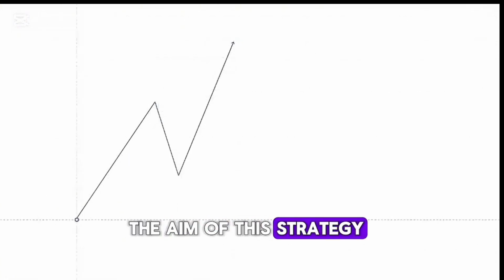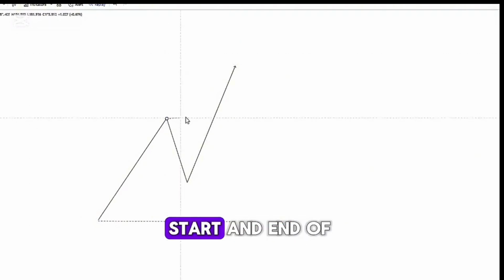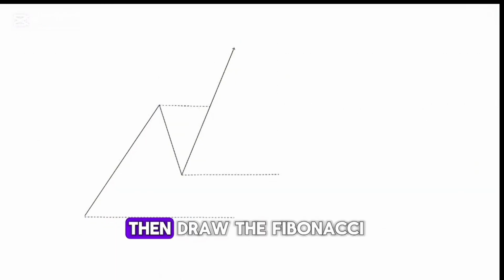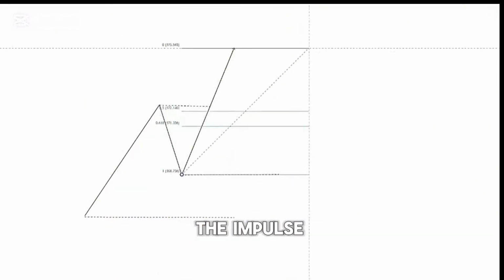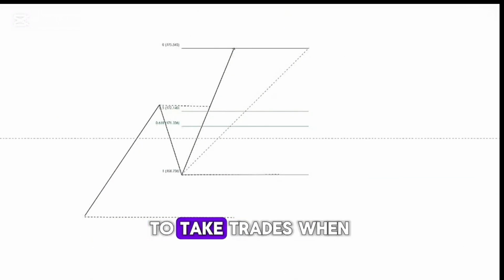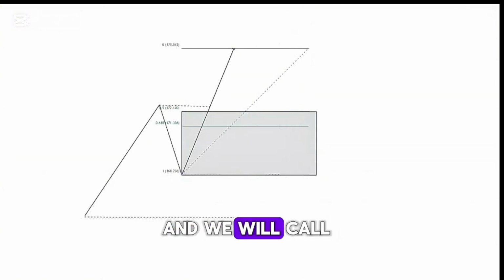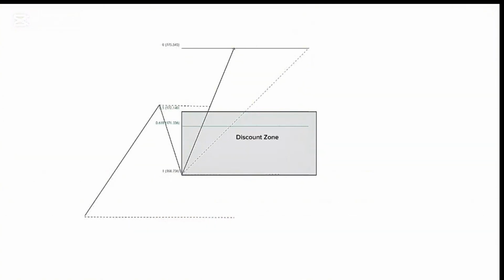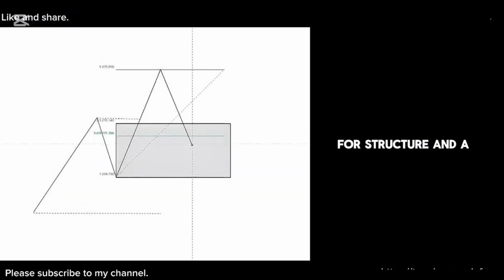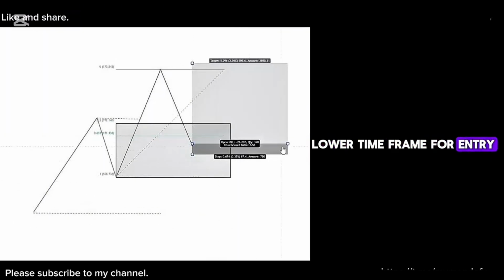The aim of this strategy is to identify the start and end of every impulse, then draw the Fibonacci from the start of the impulse to the end of the impulse. We will only look to take trades when price is within the 50% retracement level, and we will call this price discount zone. Note, we will need only two timeframes for this strategy to work: a higher timeframe for structure and a lower timeframe for entry.